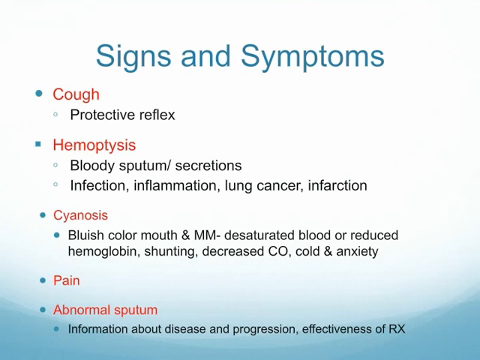Cyanosis is a bluish discoloration around the mouth and the mucous membranes. It's caused by desaturated blood. So we have a decrease in amount of hemoglobin that's in the blood, and we're seeing that through the skin. Typically, you're going to see that in the mucous membranes first. So that bluish color is called cyanosis. Pain could be a sign or symptom of a pulmonary condition, and abnormal sputum. Changes in the color and the consistency of our sputum indicate that there could be a pulmonary problem.